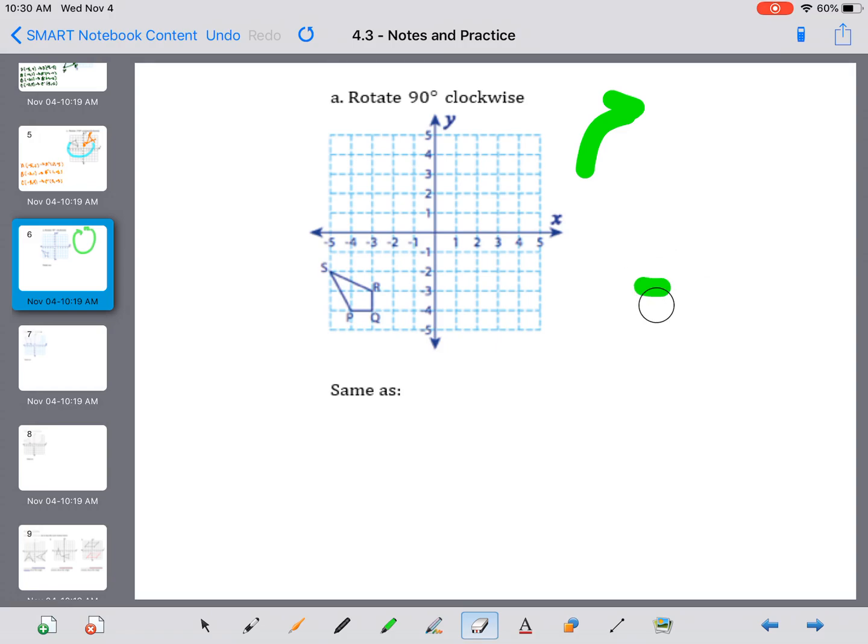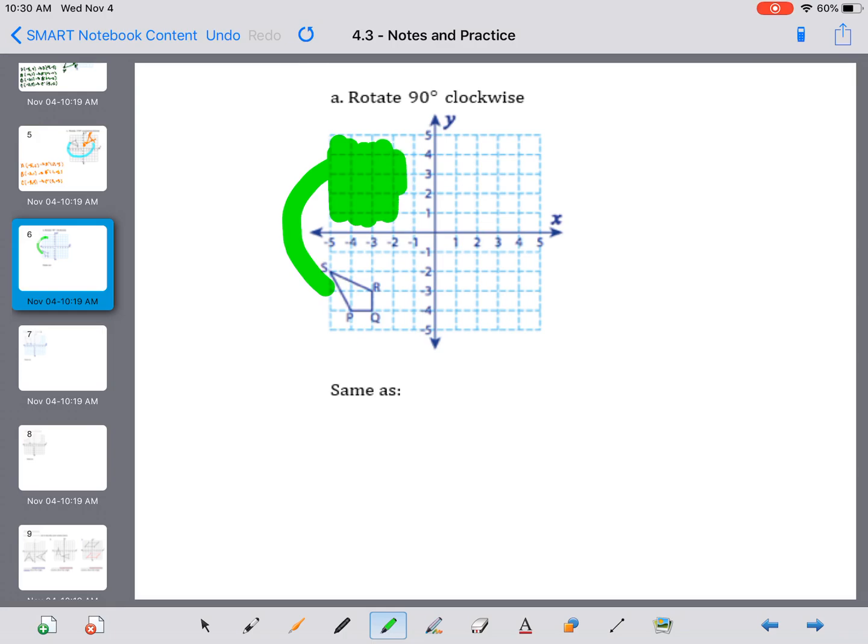So if we want to rotate this figure 90 degrees, so one quadrant, it's going to land in this quadrant here, clockwise, because that's the way the clock goes. We don't really have a rule for that, but we do have rules for counterclockwise rotations. So 90 degrees clockwise is actually the same as 1, 2, 3, so 270 counterclockwise. So 90 degrees clockwise is the same as 270 counterclockwise.